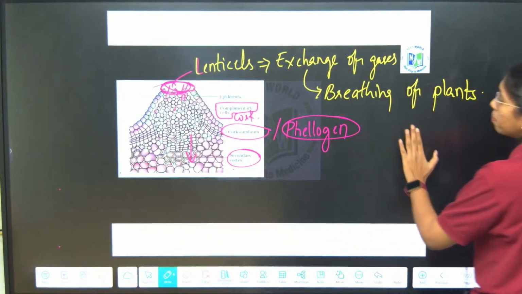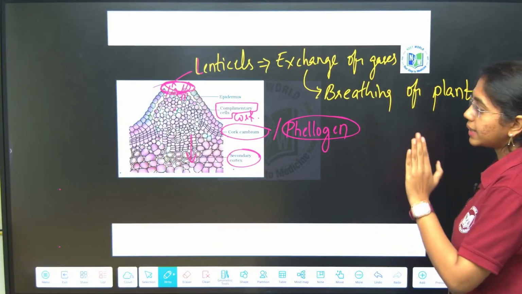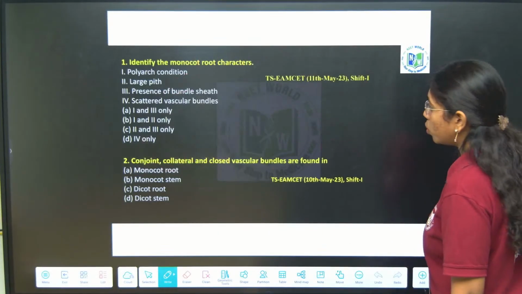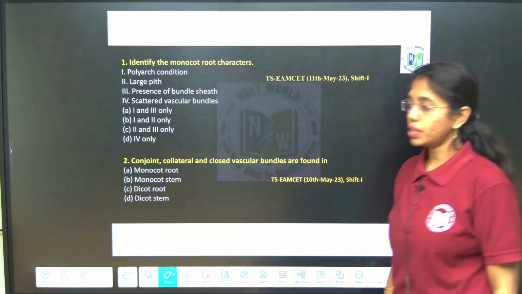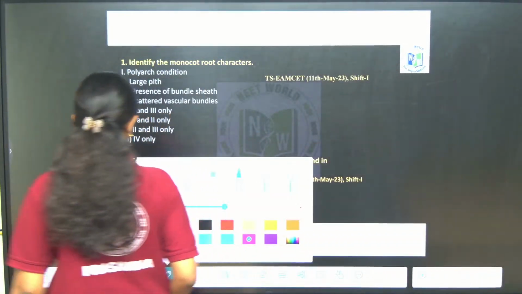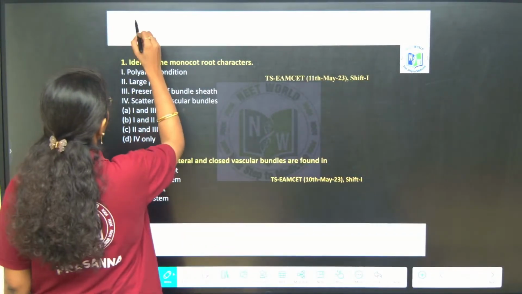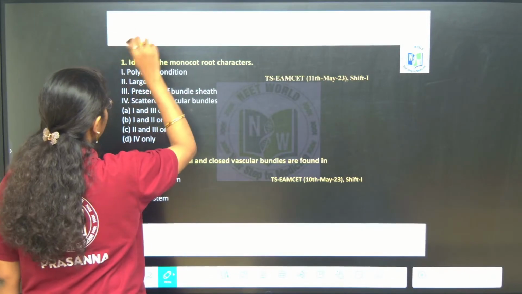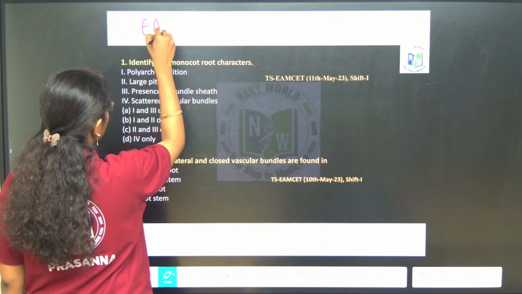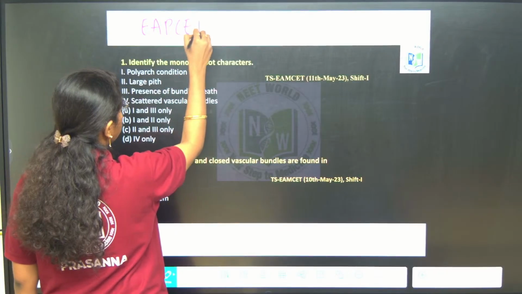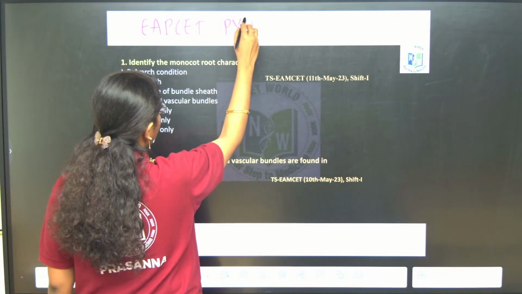So this is the complete concept of what? Secondary growth ma. Now we will move on to the EAPCET previous year questions. Okay, open to all. This session is open to all. EAPCET PYQs. Everybody can answer ma.